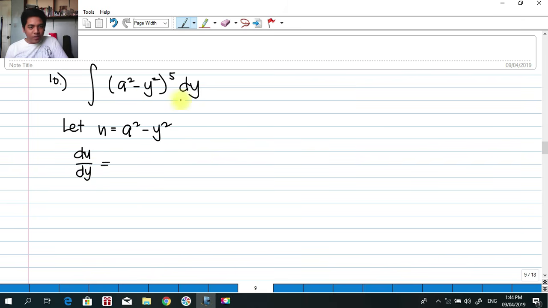again because we have the dy here, so that is equivalent. This is a constant, a squared. So simply the derivative of a constant is 0. So we have here negative 2y, or du is equal to negative 2y dy.